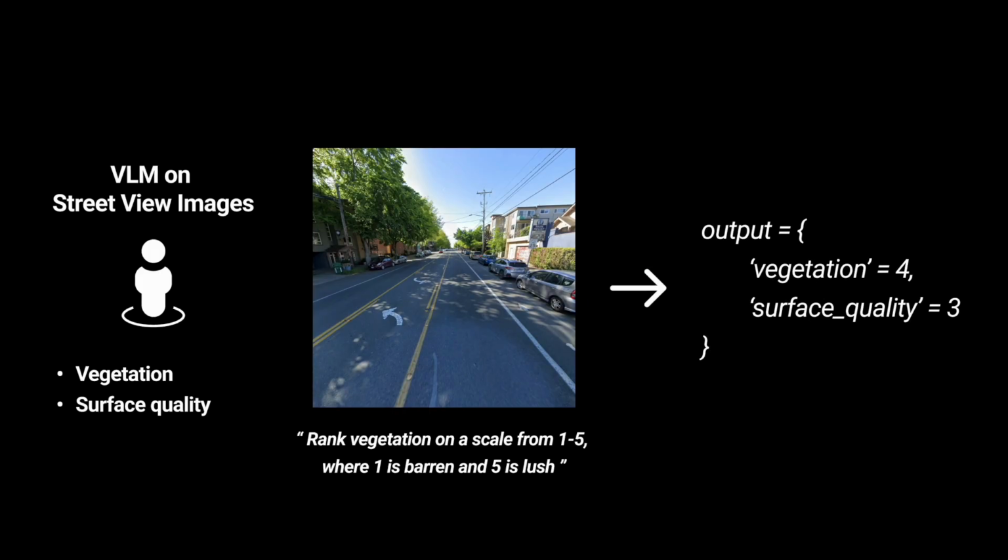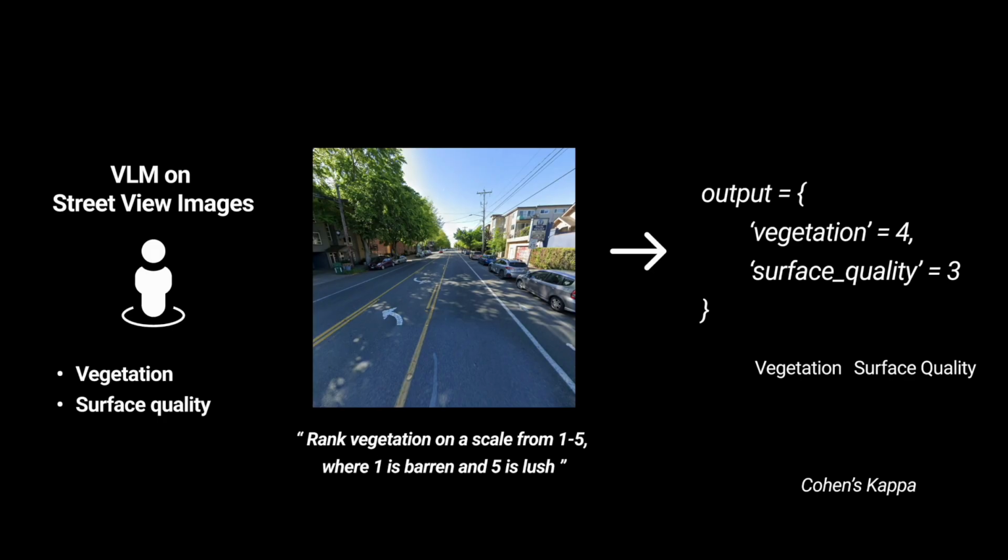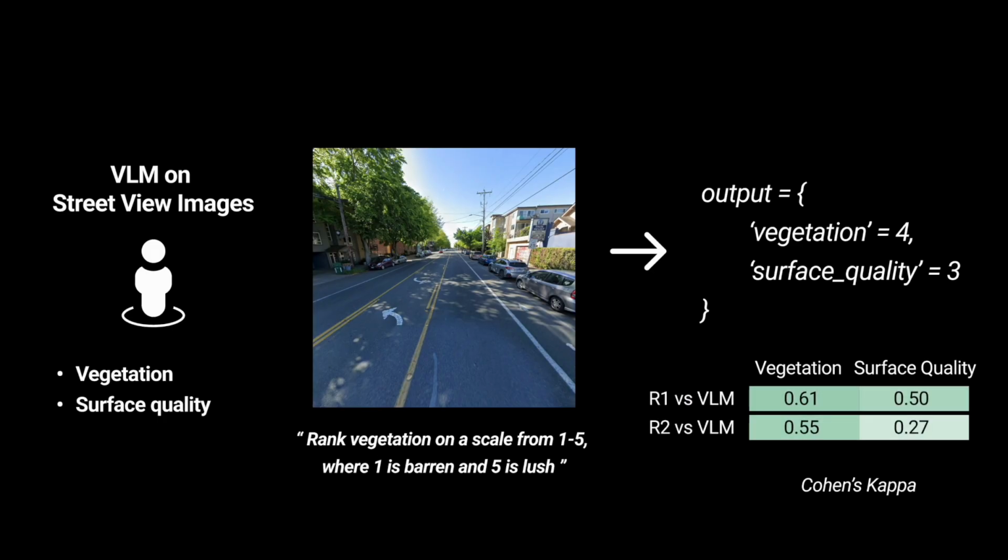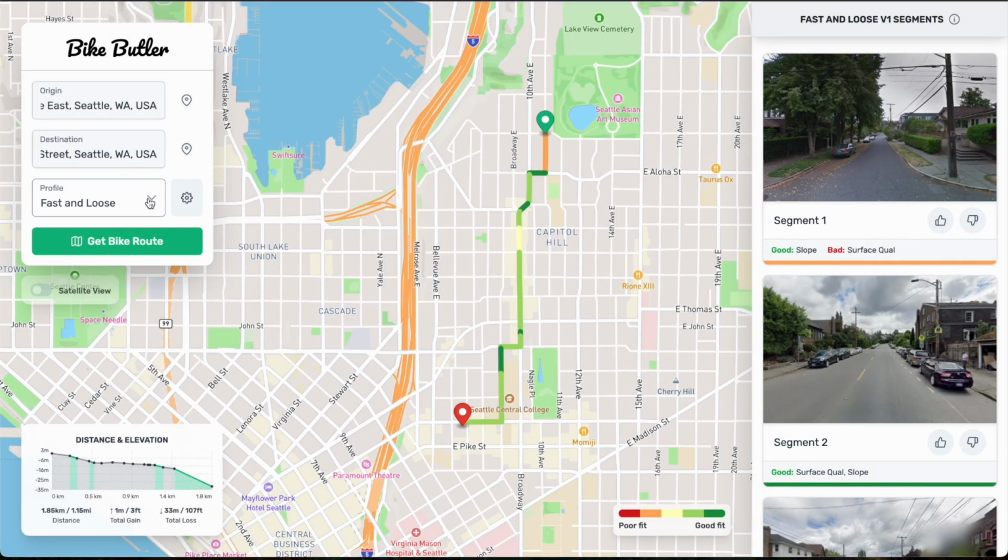To see how well the VLM performs, we compare its output to 2 human labelers. We find that while the VLM only has moderate agreement with the humans, it is actually comparable with the 2 humans' agreement with each other.